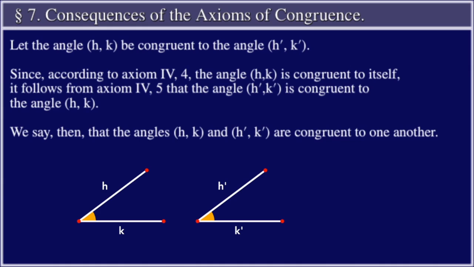Let the angle HK be congruent to the angle H'K'. Since according to axiom 4,4, the angle HK is congruent to itself, it follows from axiom 4,5 that the angle H'K' is congruent to the angle HK. We say then that the angles HK and H'K' are congruent to one another.